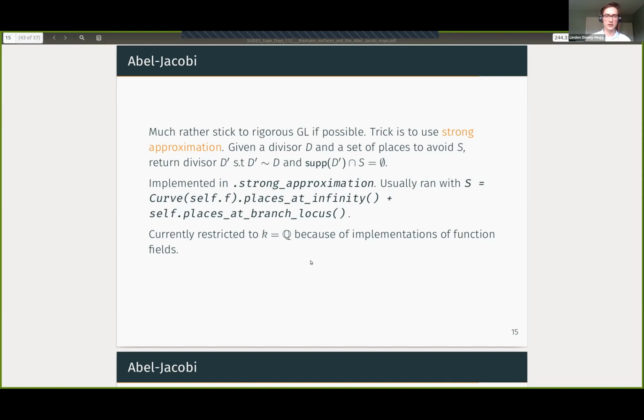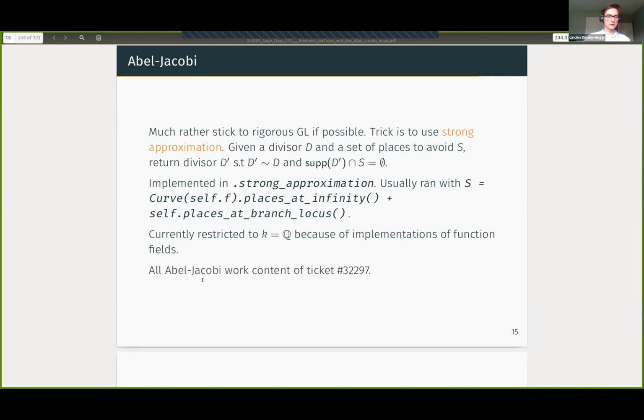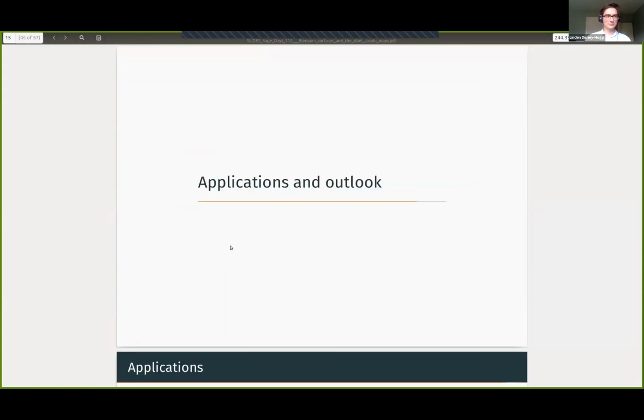Because of this, the method uses function fields and backends that are inside Sage, and this also currently requires the base field to just be Q. But again, this was implemented in Magma, and there's no restriction there because it can use algebraic fields. So that's something we'd like to look at in the future. Now, this was the content of one large ticket, 32297. This is something that's not been merged yet, and we'll talk a little bit about that in a minute. Once again, I've spoken very fast and spoken a little bit about the implementation. If anyone has any questions on that, please do let me know.